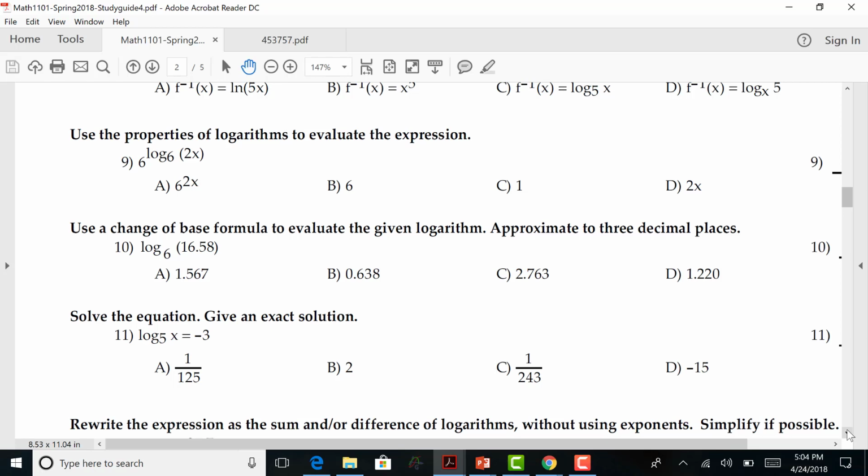Number 10, if you have the button, you can just type it in there just like that. If you don't have the button, you have to type in log 16.58 divided by log 6, and you'll get the same answer.